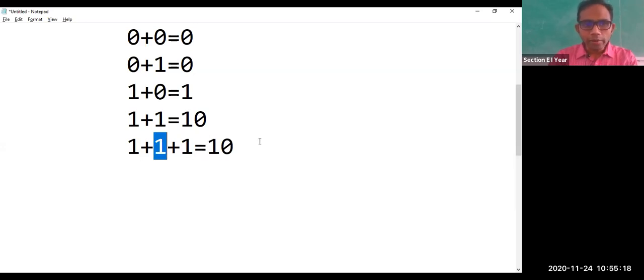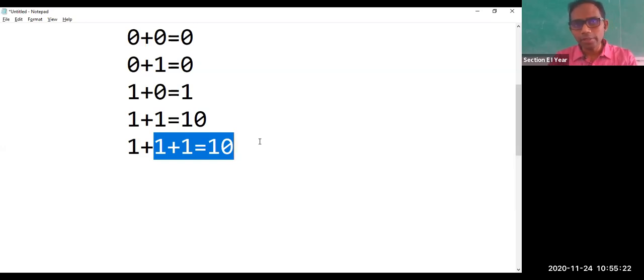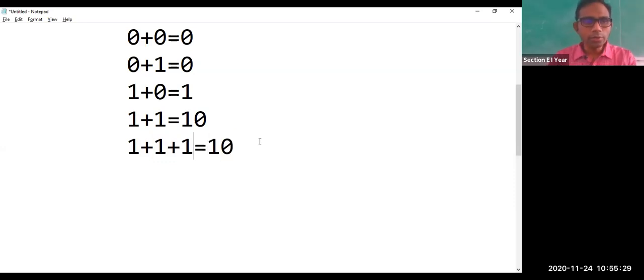First you are adding 1 plus 1. You will get the result as 1, 0. Once you add 2 numbers, 1 plus 1, you get 1, 0. Then what you need to do is add this plus 1 also. So whenever you are adding plus 1, you are performing plus 1 to this 1, 0. So the result will be something like this.